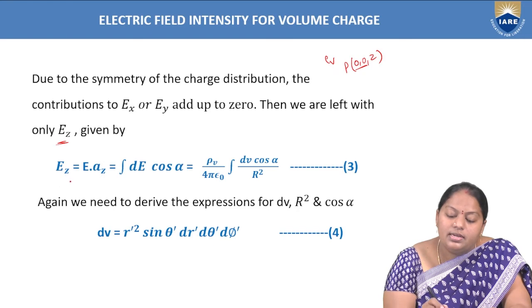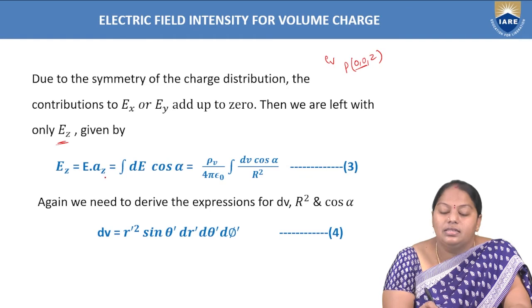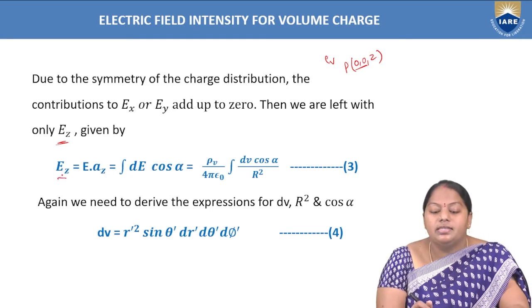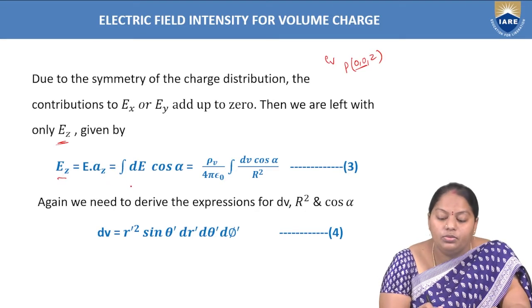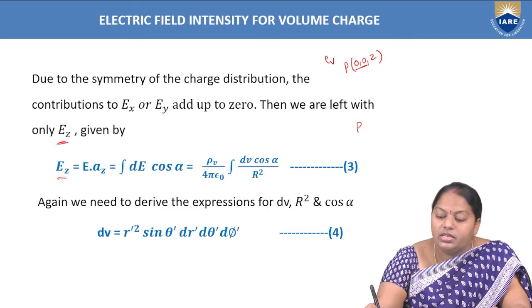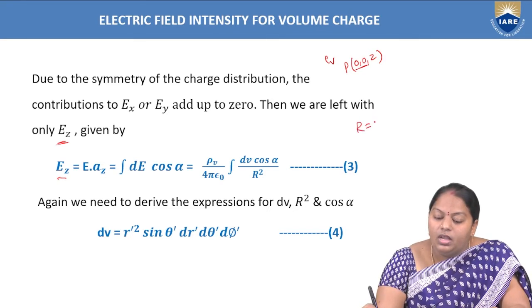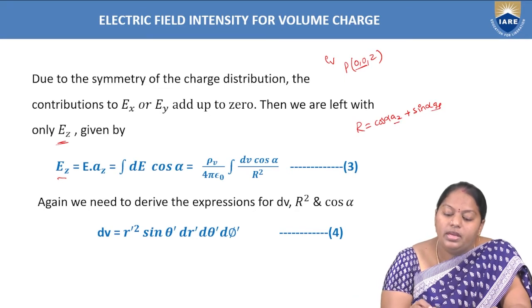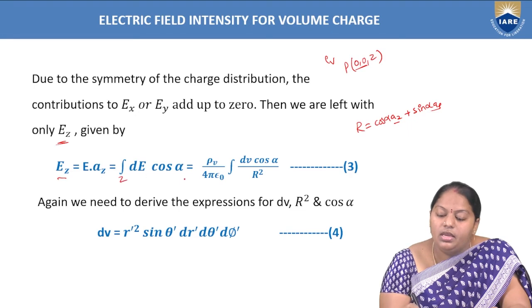Okay, so Ez is equal to E dot Az, where E is the magnitude and the vector direction is Az. Simply we write Ez equal to E dot Az equal to, and from our equation we have considered cos alpha Az plus sin alpha aero. So we have only the z component, the aero component becomes 0, hence integral dE cos alpha is left out.